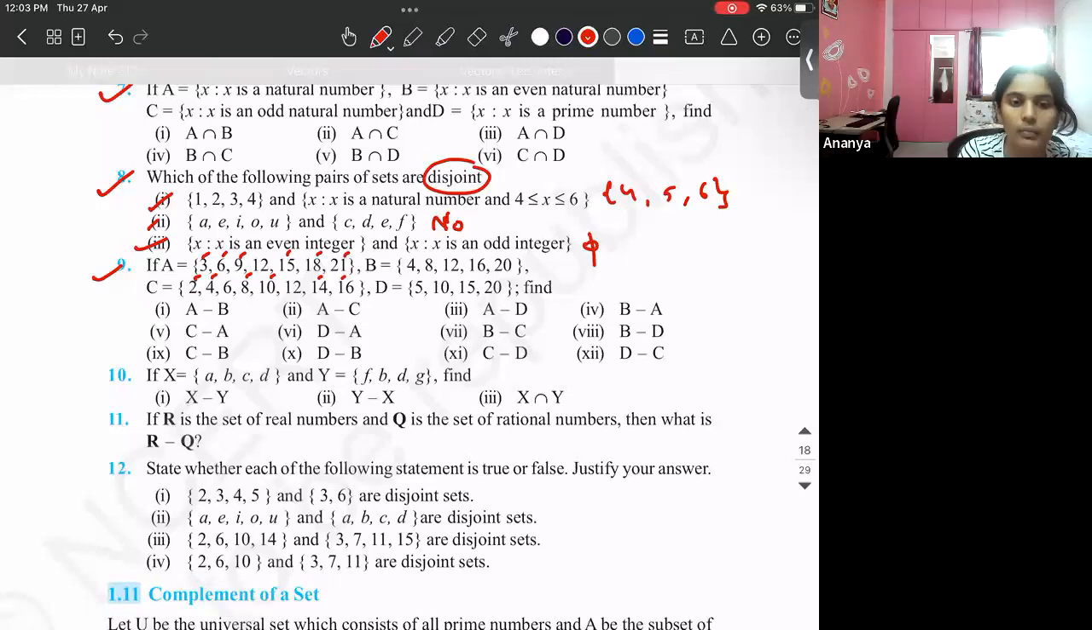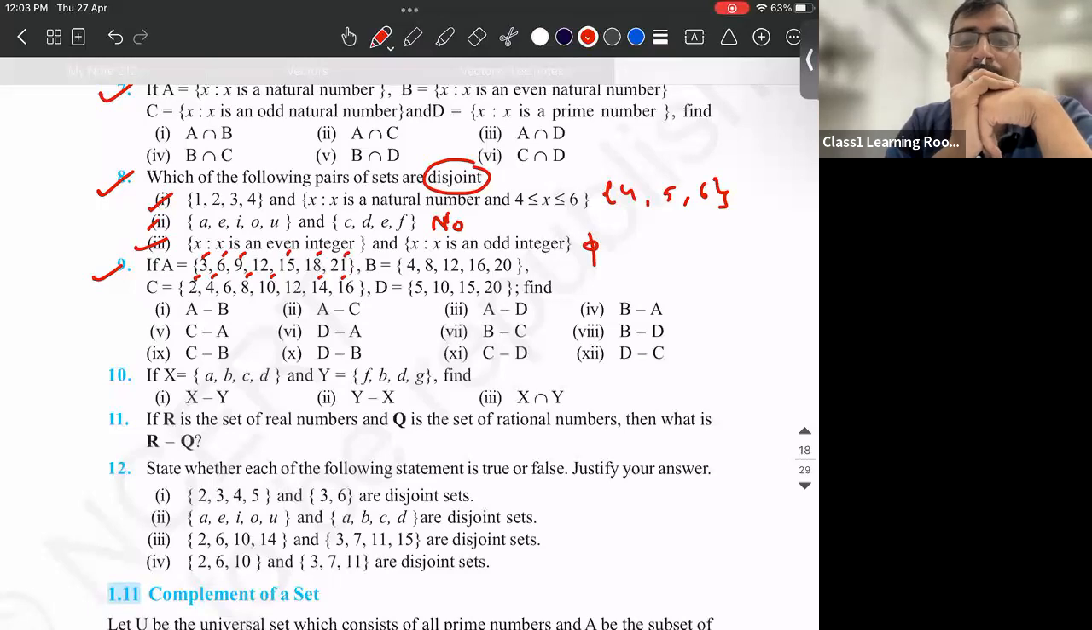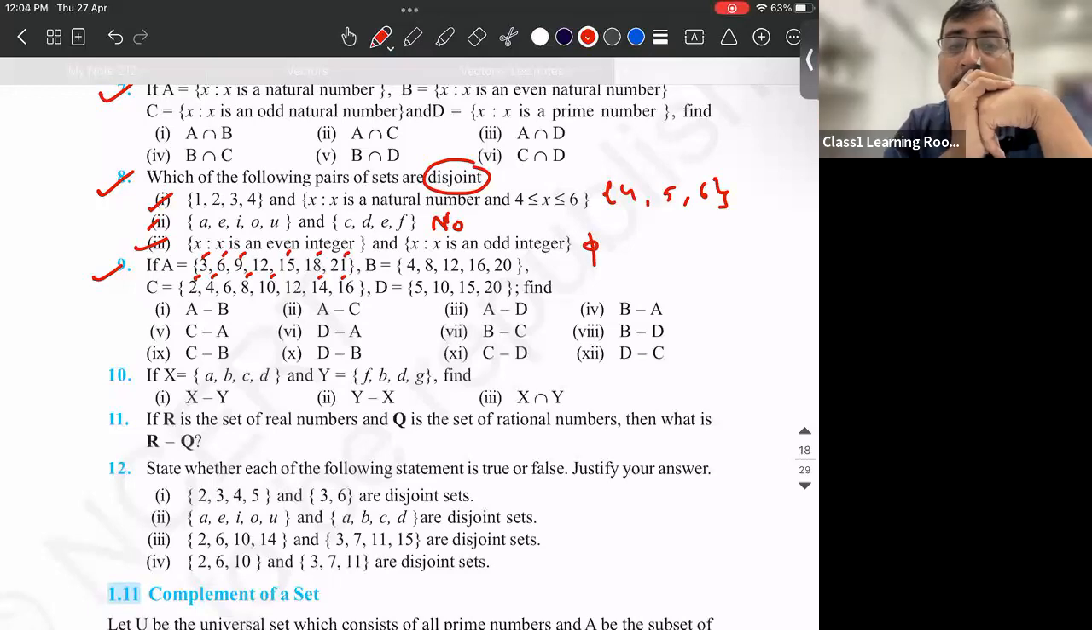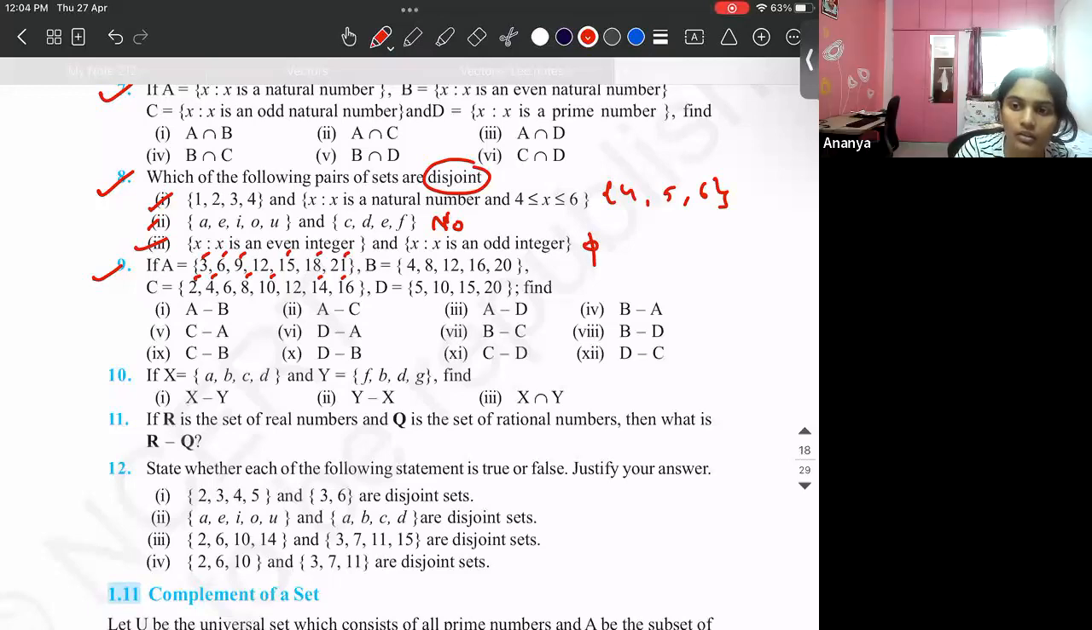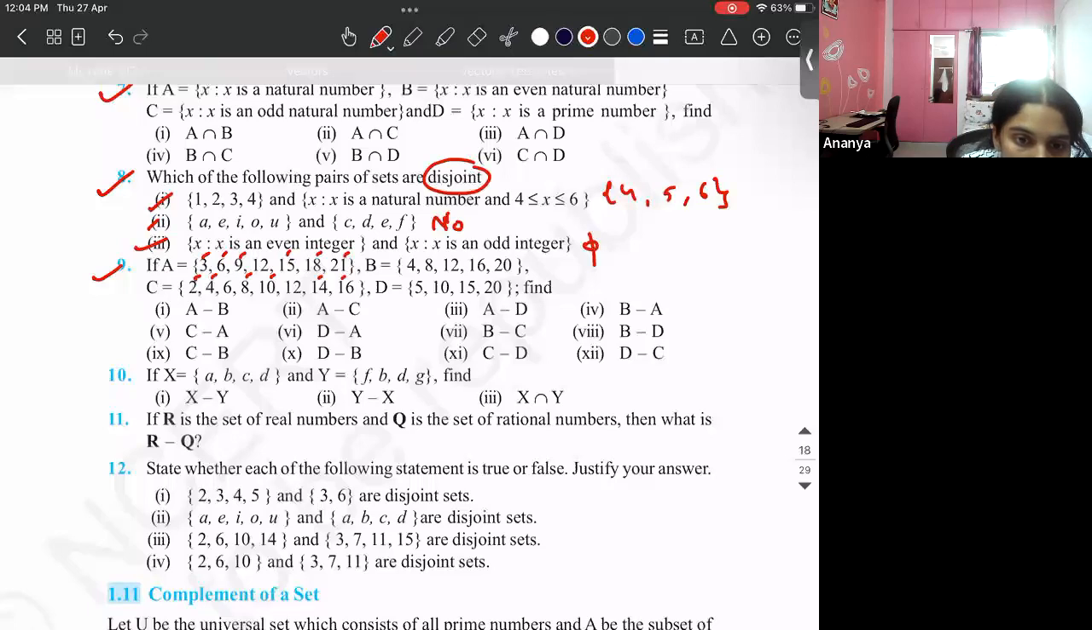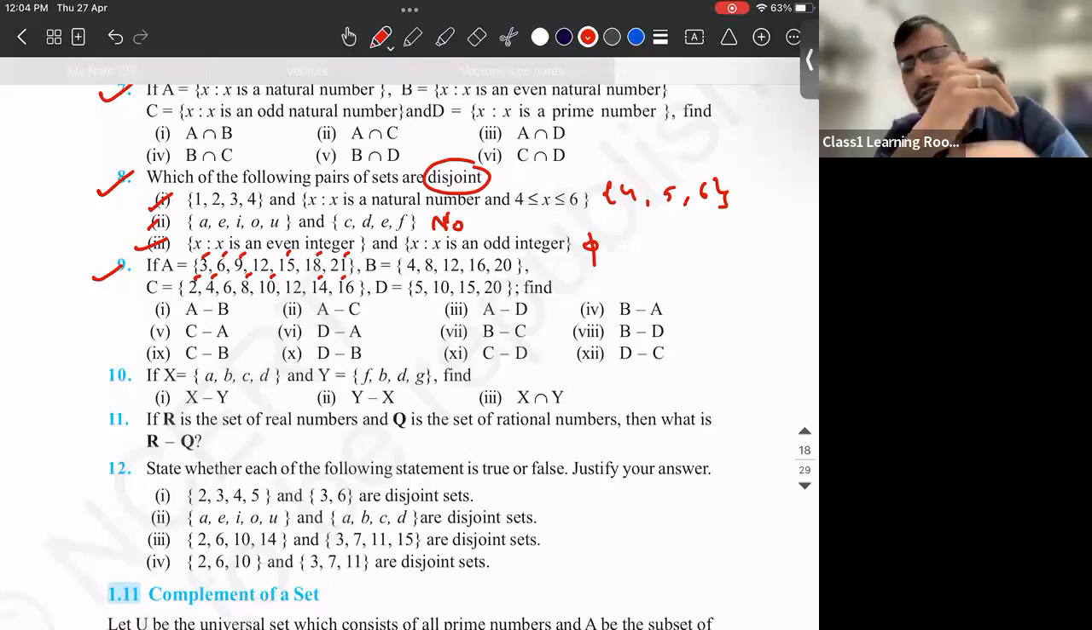Everything in B except 20. Except 12... No, 12 is fine. No. Everything in B except 20. B minus D is everything in B except 20. Yes.